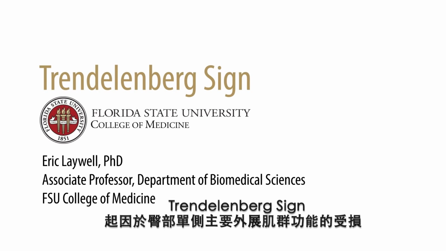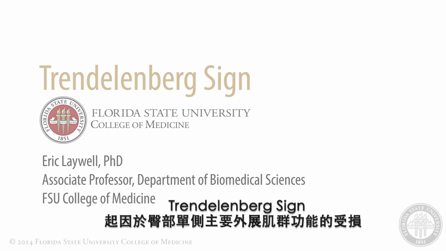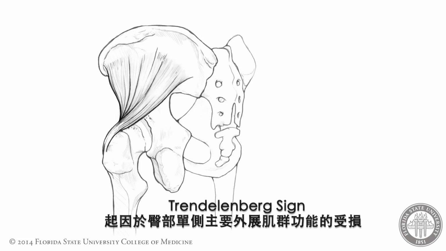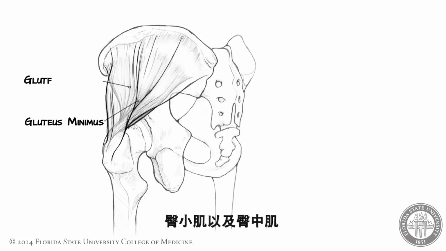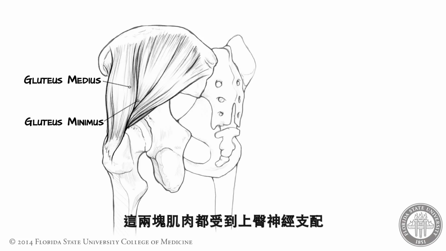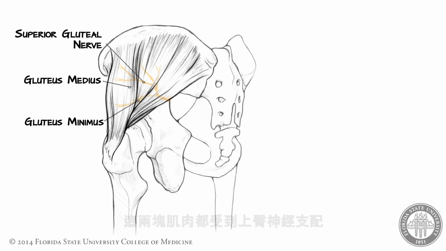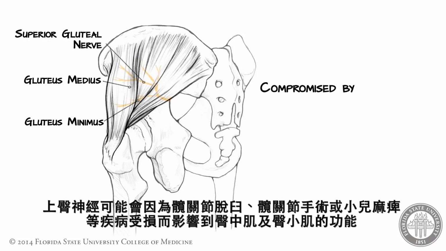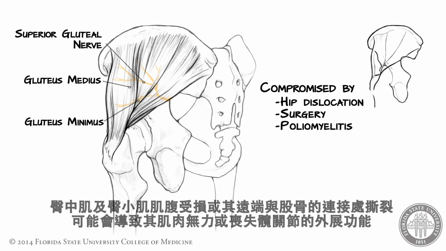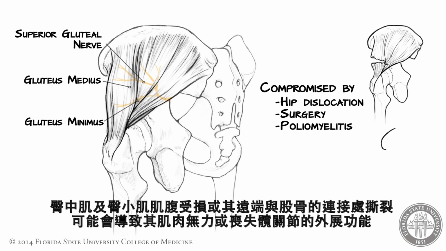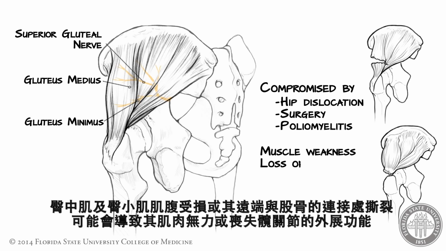The Trendelenburg sign results from unilateral, disrupted function of the primary abductor muscles of the hip, gluteus minimus and gluteus medius. Both muscles are innervated by the superior gluteal nerve, and their function can be compromised by damage to the nerve resulting from hip dislocation, hip surgery, or disease such as poliomyelitis, direct damage to the muscle bellies, or avulsion of their distal attachment from the femur can lead to weakness or loss of hip abduction.